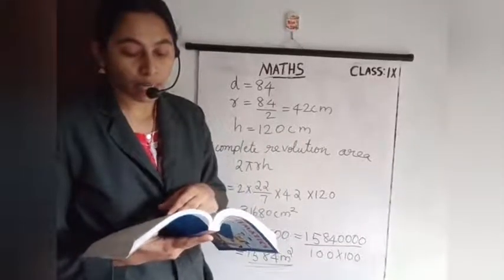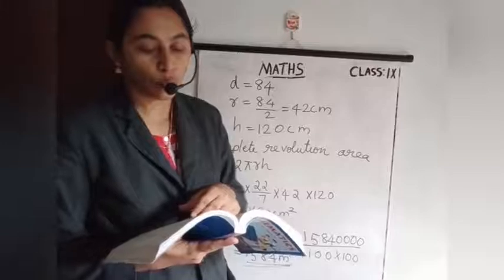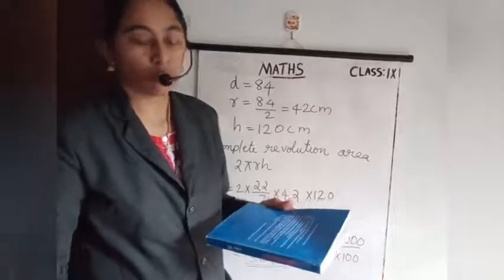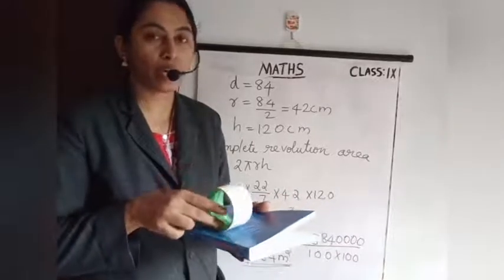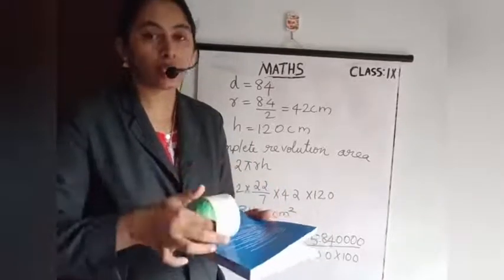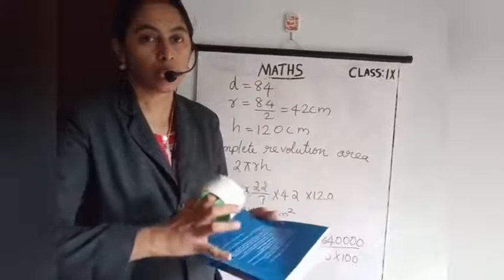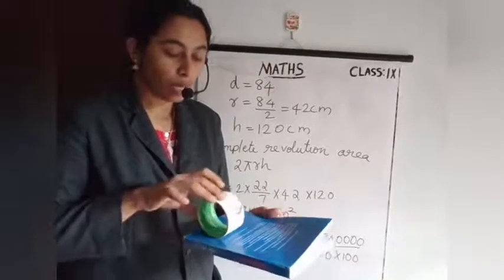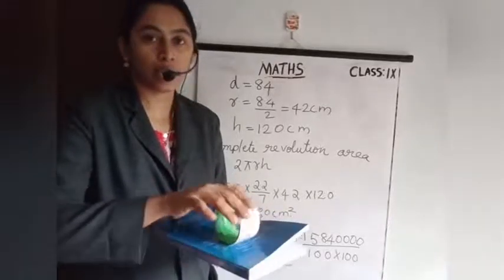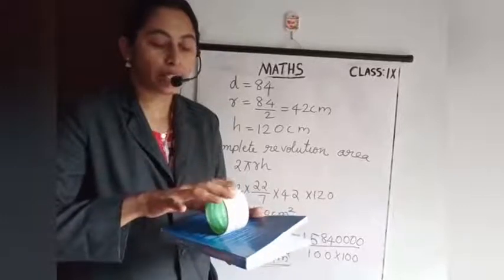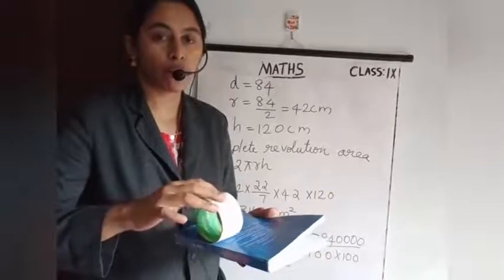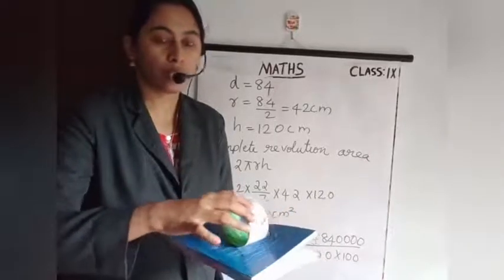It takes 500 complete revolutions to move once over to level a playground. Suppose this is a playground and the roller takes 500 revolutions to level this ground. We need to find its area, that means this ground's area. So first the roller uses its curved surface for leveling this area, isn't it? So first find its curved surface area. Then how many revolutions does it take? 500 revolutions to level this area.